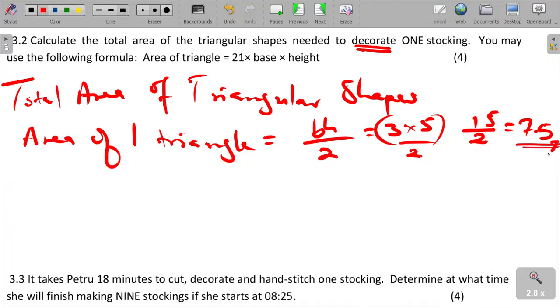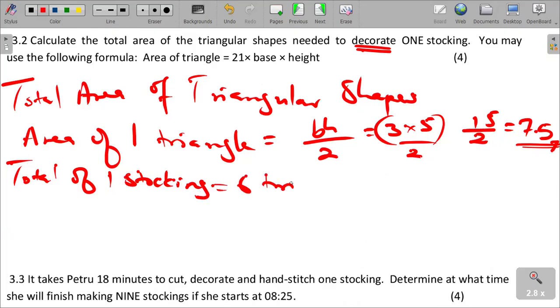7,5 is what we can get there. So in this case, we are saying the total area of one stocking is equal to 6 triangles.